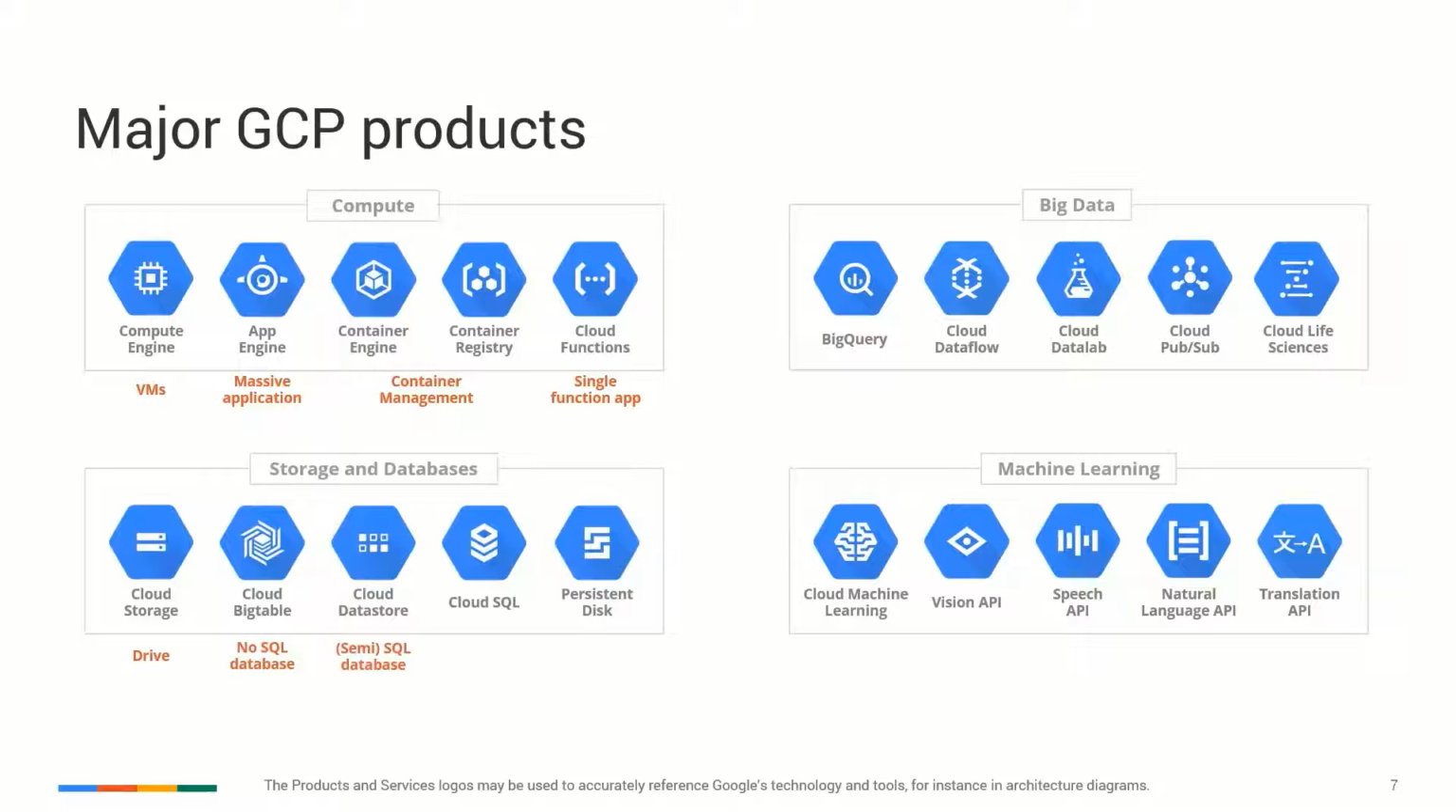There is also a semi-SQL database, Cloud Datastore, and Cloud SQL, which already tells by its own name that it's for SQL databases. Then there is Persistent Disk, which is mostly used as storage for our virtual machines, our VMs. And next we go to big data.